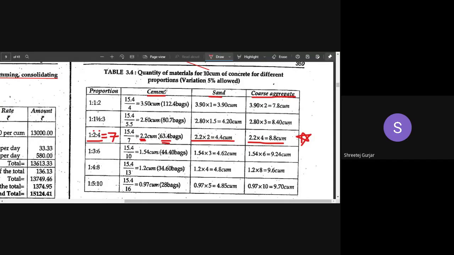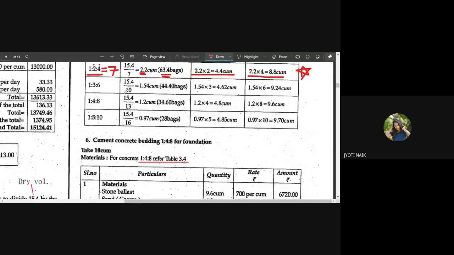So is this particular table clear, how you can calculate? Is it clear, guys? Yes. Can anyone reply and let me know? Yes, sir. Okay.